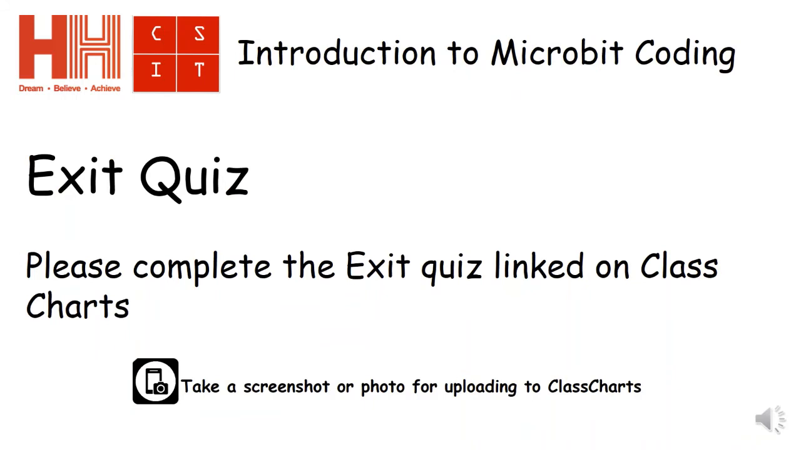The last task is to complete the exit quiz linked on ClassCharts. Once you have completed that quiz, you need to take a screenshot or photo of your score for uploading to ClassCharts. So in conclusion, there are 3 things that need uploading. That's your secure task, your mastered task, and your exit quiz. All 3 must be uploaded to complete this task.